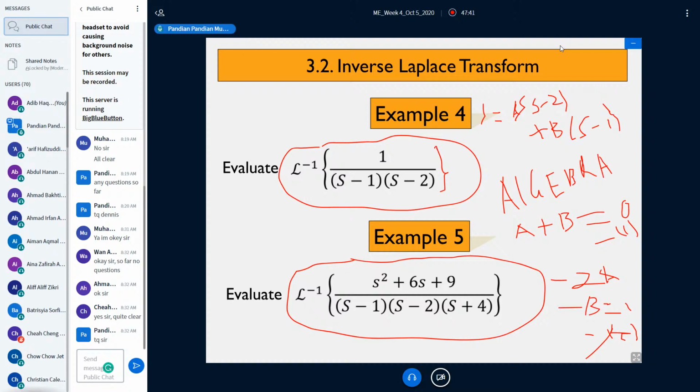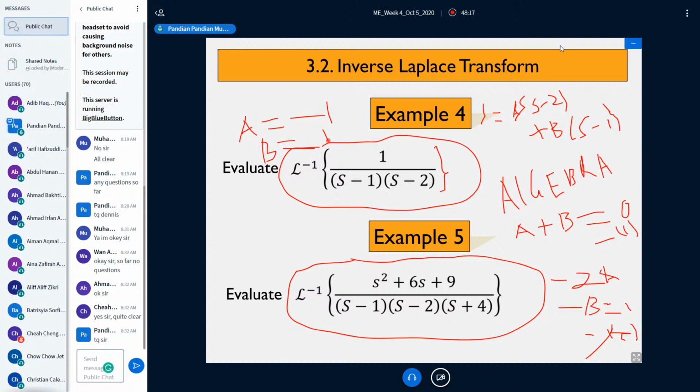So if you solve a plus b equals 0 and minus 2a minus b equals 1, if you take 1 plus 2, minus a will be equal to 1. So the answer is a is minus 1. This is algebra. A is minus 1, and then you substitute a equals minus 1 into equation 1. You get b equals 1. So you already found a and b.